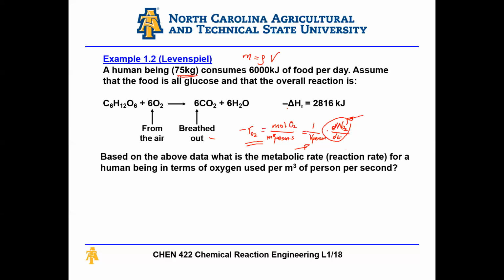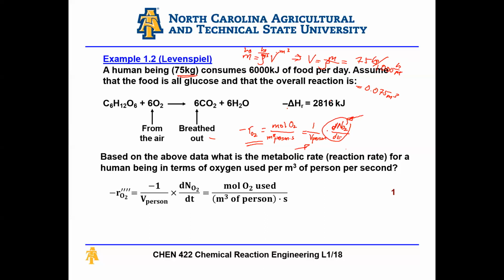M equals rho V, right? This is kilogram per meter cubed. So basically, V is equal to M over rho. I know M is 75 kilograms, and the density, what's the density of a human being, right? We can assume that a human is mostly water, divided by kilograms per meter cubed. And here you have the volume of a human being, which for 75 kilograms is 0.075 meter cubed. Okay, so this is all written on the slide here.